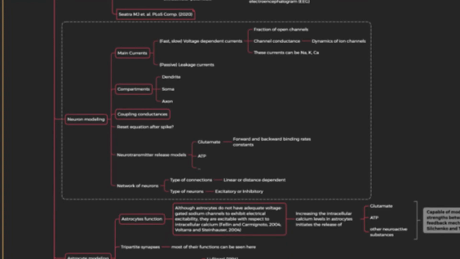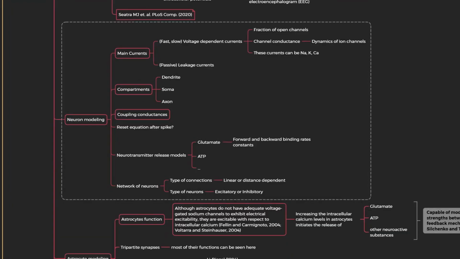I'm just skipping this part. Then we have neural modeling. We have different compartments and main currents. What we want to do is have pooling conductances between the compartments, and whether we want to actually model the neurotransmitters that are happening here. This part is still under development, but the part that I will talk about in detail is the network of neurons. Based on the connection and the type of neuron, you have different types of networks.